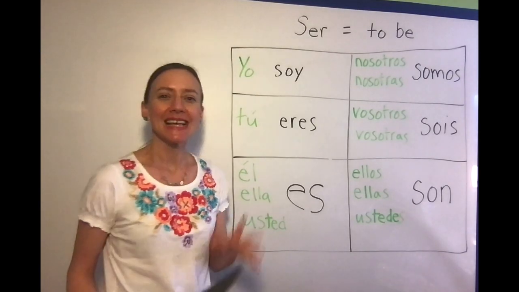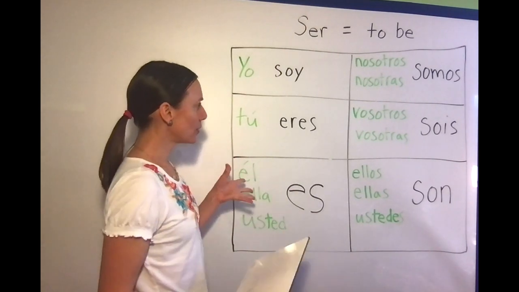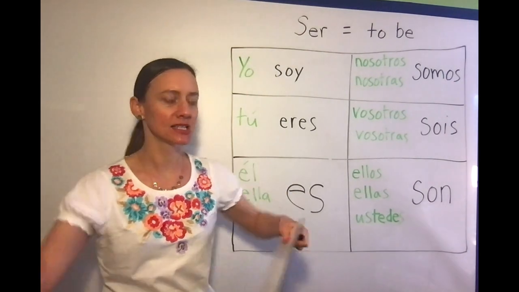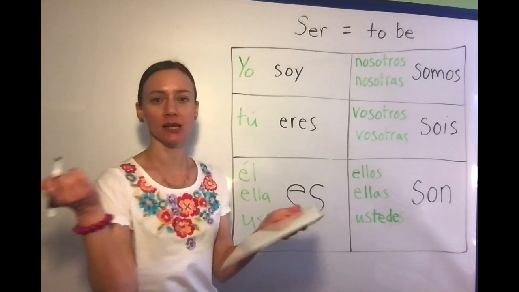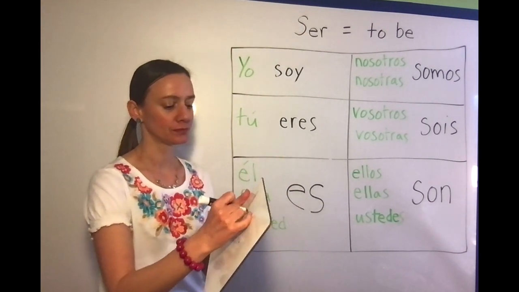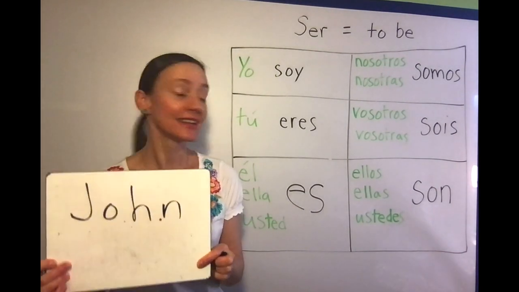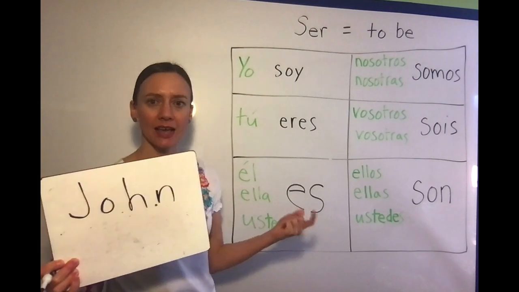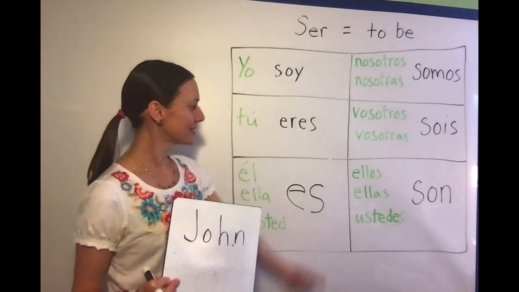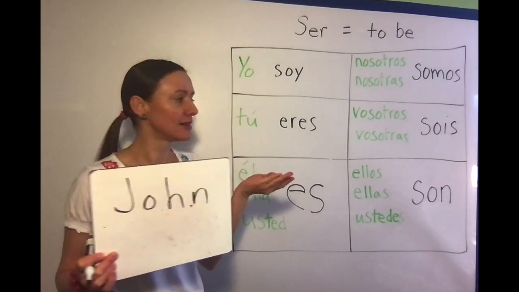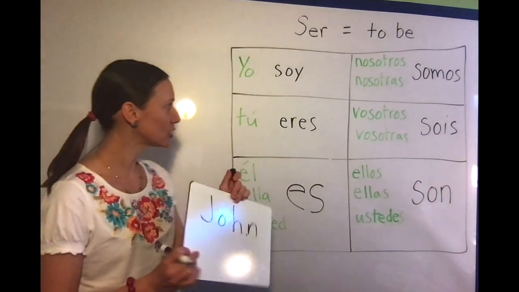Okay, but now we want to know, so what about when I want to use a name? Like, let's pretend that I was talking about somebody named John. And I want to say John is smart. And I'm like, John isn't on this chart. So how do I know what verb to use for "is"? For John is smart, how do I know which one to use?